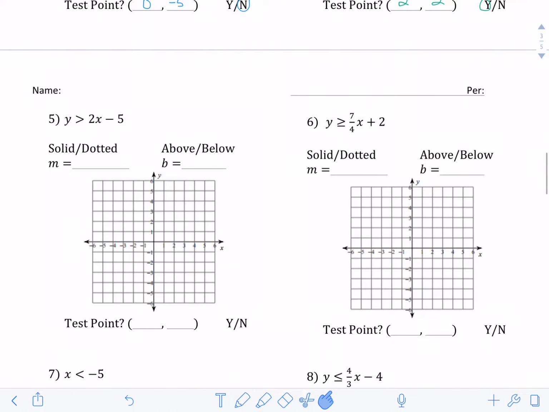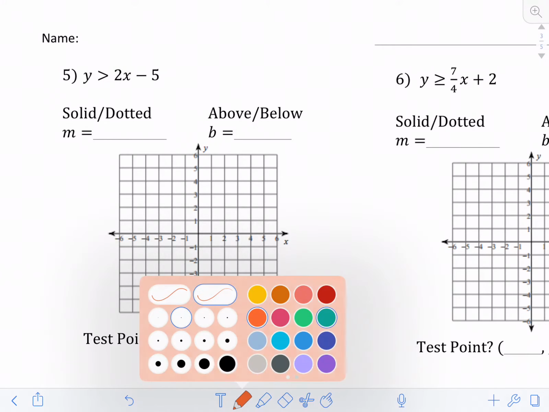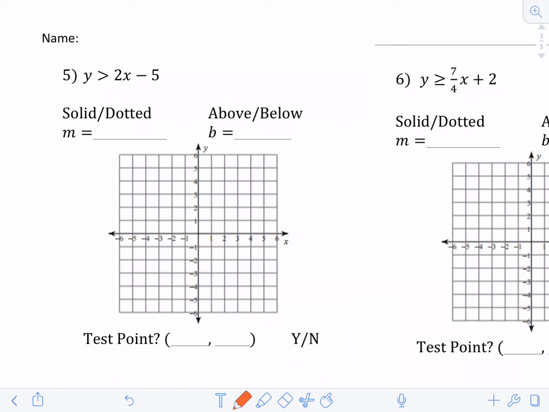Right, about halfway done. So number 5. Again, same thing. This is going to be a dotted line. It's going to be shaded above. My slope is 2. Y-intercept is 0, -5. Dotted because I don't have the equal sign underneath it. Shaded above because it's greater than. And we know slope-intercept form. So I have 0, -5.